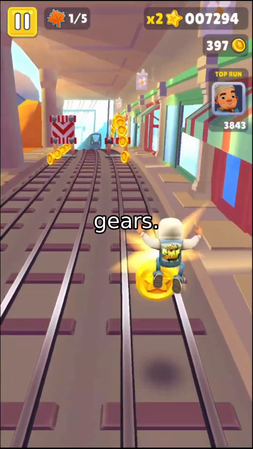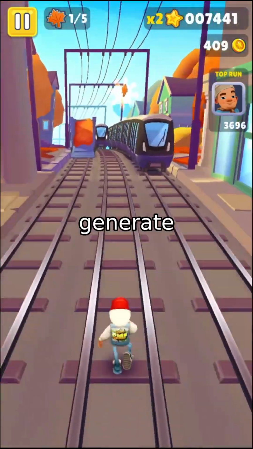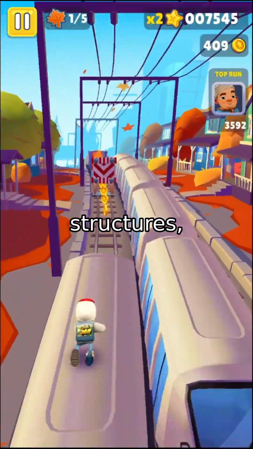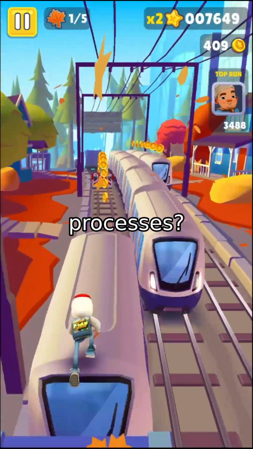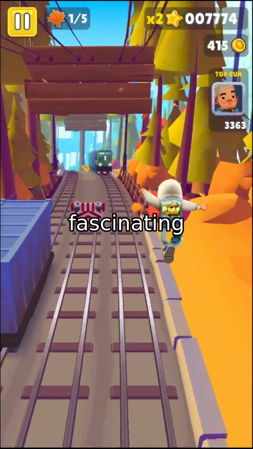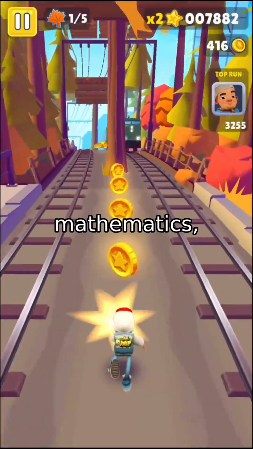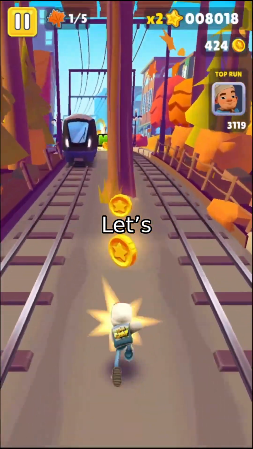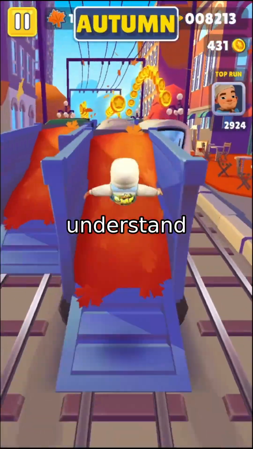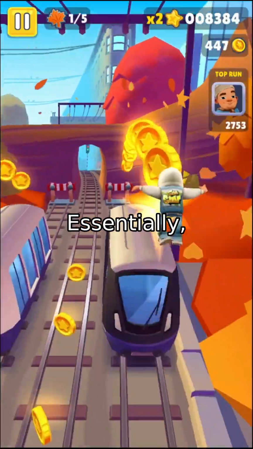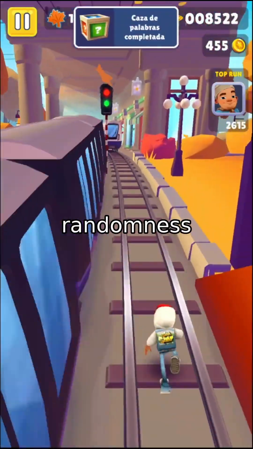Now let's shift gears. Ever wondered how machines learn to generate realistic images, predict protein structures, or even simulate complex physical processes? Today, we're diving into a fascinating area of research that bridges mathematics, machine learning, and physics. Let's break down how scientists are using equations to understand and control probability distributions. Essentially, the rules that govern randomness in data.